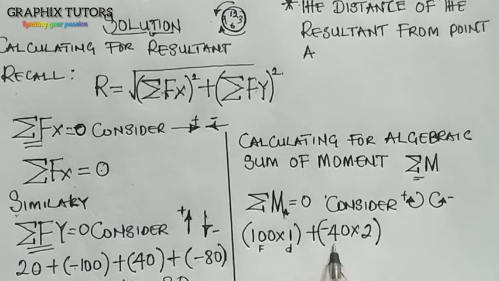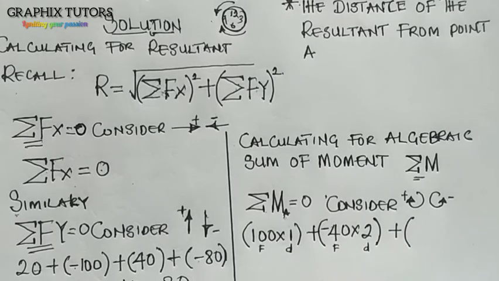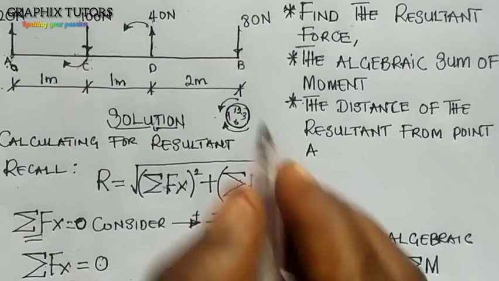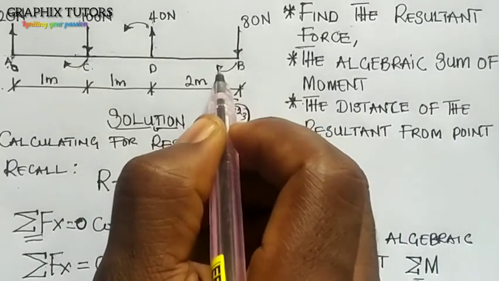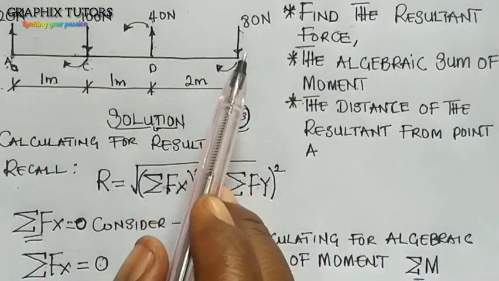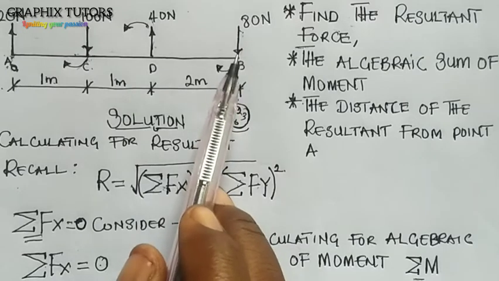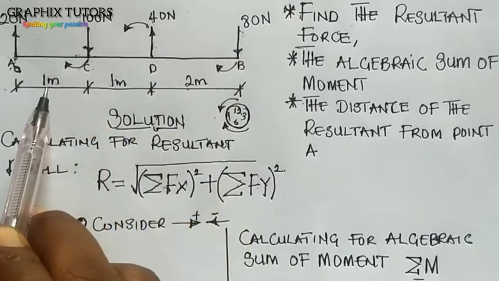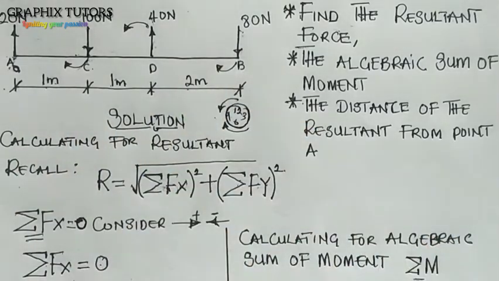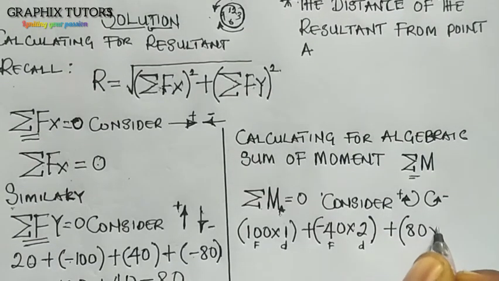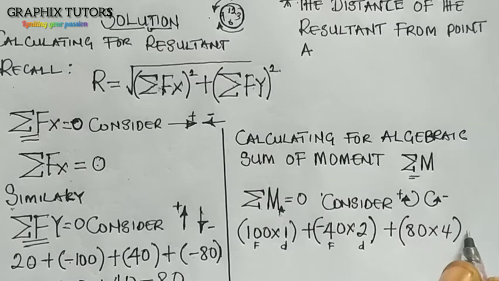Now this is another force, and this is another distance. Plus the next one. If you look at the next one here, it's coming towards this direction, and that is also clockwise towards A. So the force, which is 80 times the distance from the point of action, will be 80 times 2 plus 1 plus 1, that is 4. And it's going clockwise, that is positive. So we say 80 times 4.